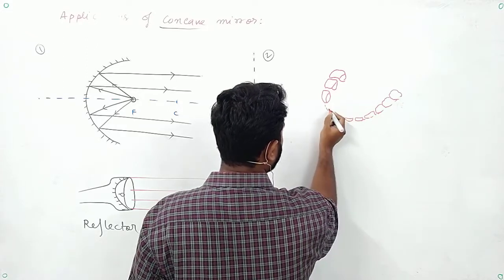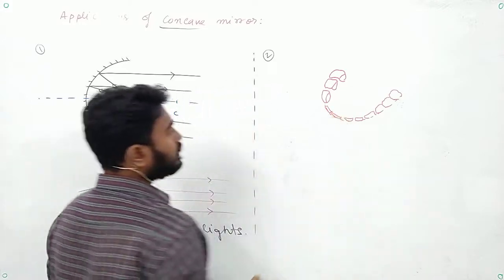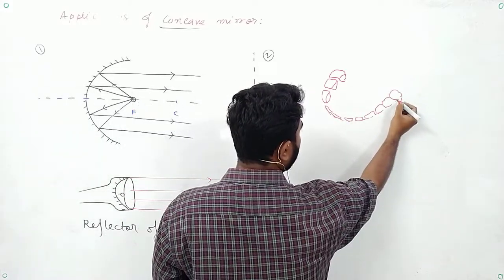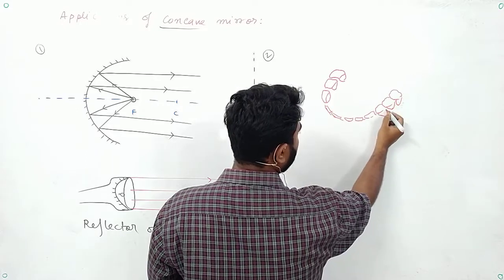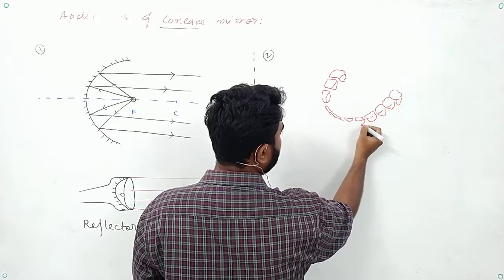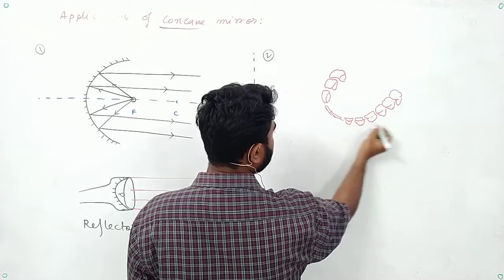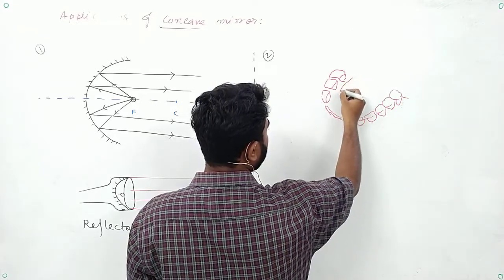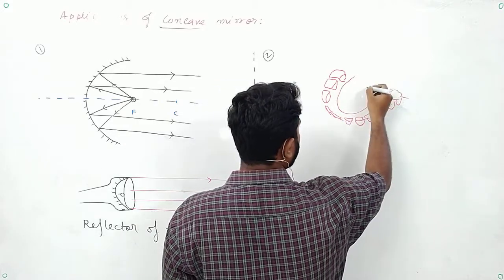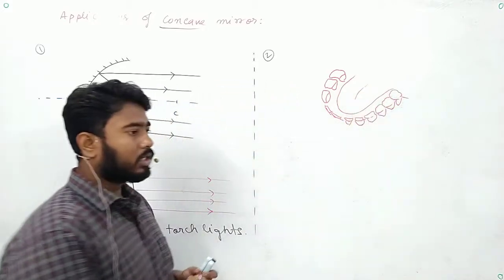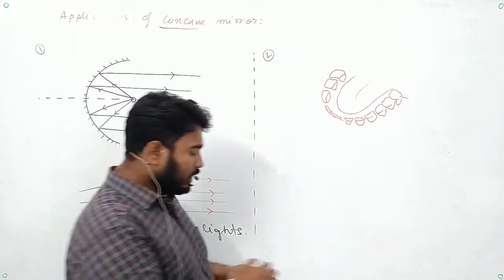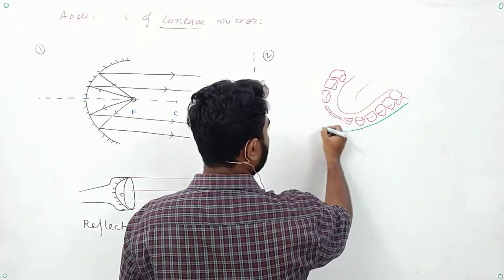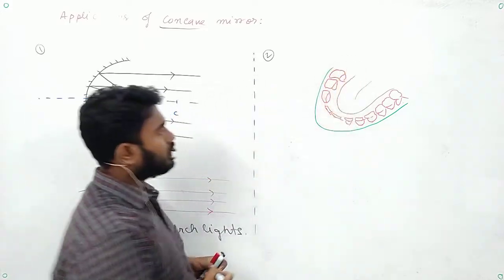Can you imagine this as the inside of your mouth? Your teeth are like this, and these are your gums. Okay, and this one is your tongue. Is that clear? So this is the inside of your mouth. You can imagine it in this way.